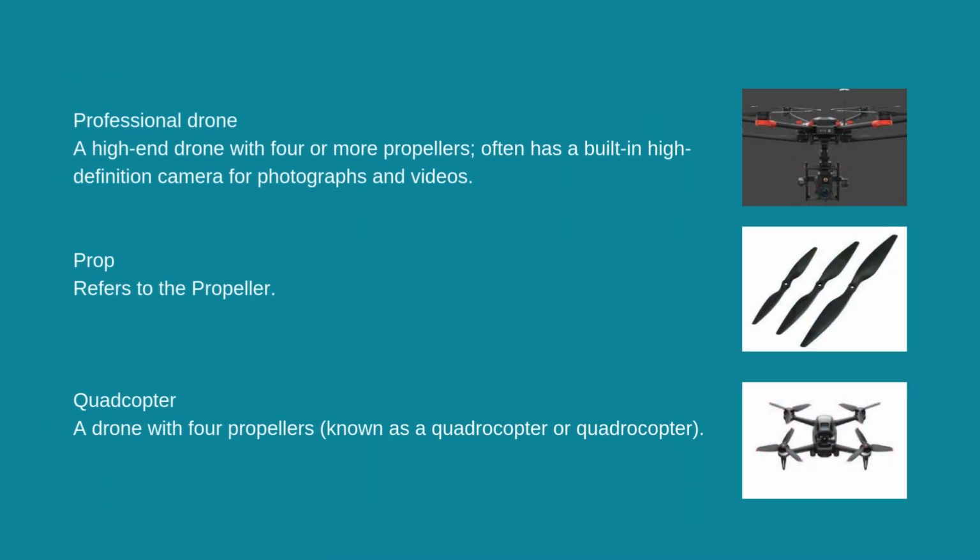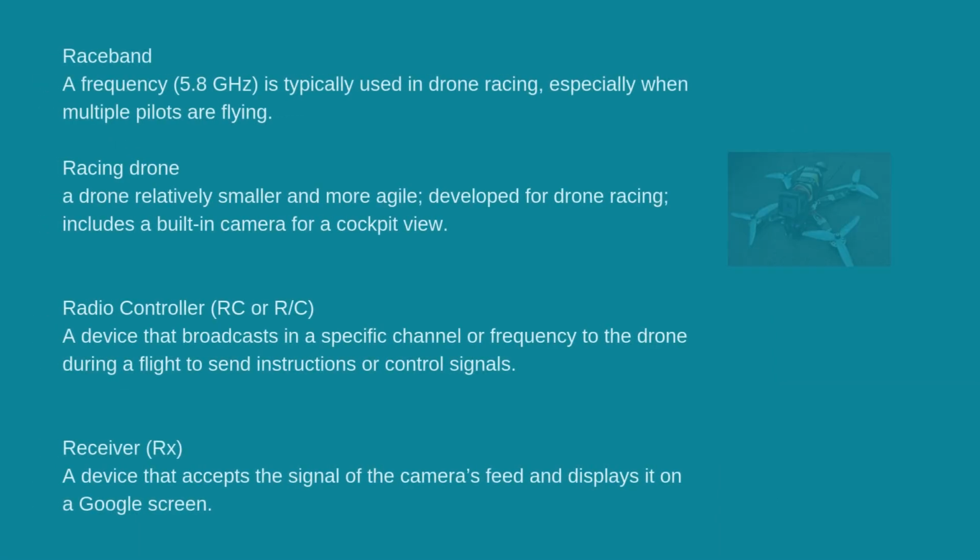Professional drone: a high-end drone with 4 or more propellers, often with a built-in high-definition camera for photographs and videos. Prop refers to the propeller. Quadcopter: a drone with 4 propellers, also known as a quadricopter.